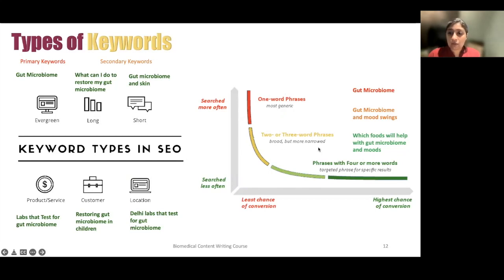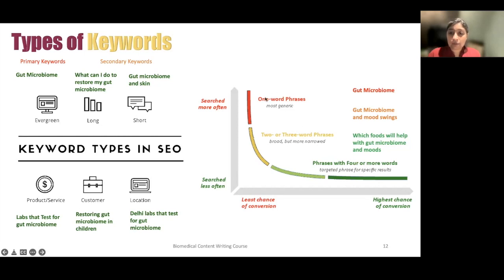Now we're looking at long tail, okay, which are phrases with 4 or more keywords. They're targeted phrases for very specific results. You're niching down even more. So in that case, you're looking for which foods would help with my gut microbiome and moods, right? We're now narrowing it down even further. We started with gut microbiome. We narrowed it down to mood swings, and then we're narrowing it down to which foods would help with gut microbiome and mood swings. So this is how we're going from primary to secondary keywords.